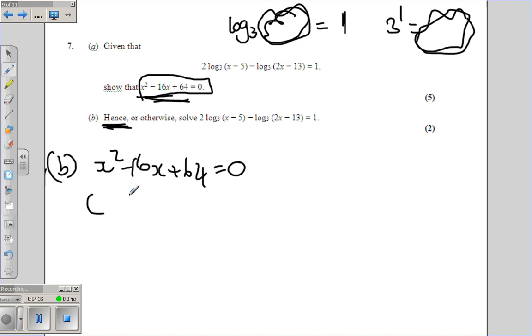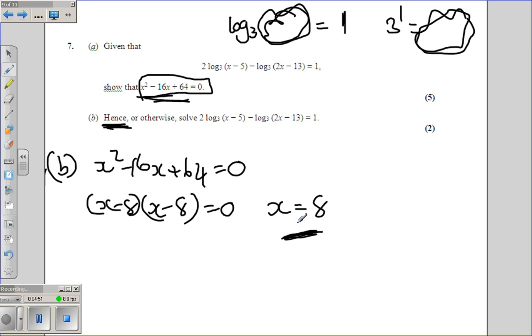So we're going to factorize it. x and x, 64. 8 times 8 will give you 64, and minus will give you minus 16x. So therefore x equals 8. Done. Easy peasy.